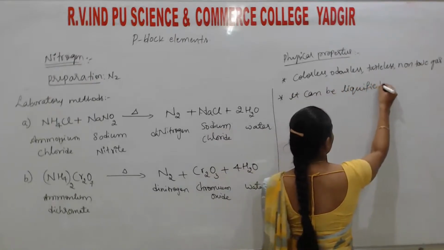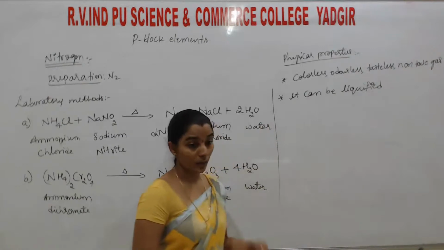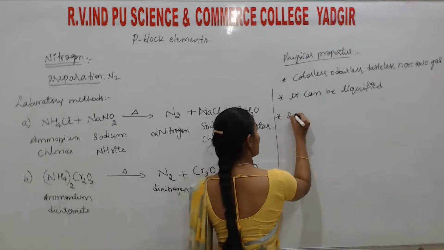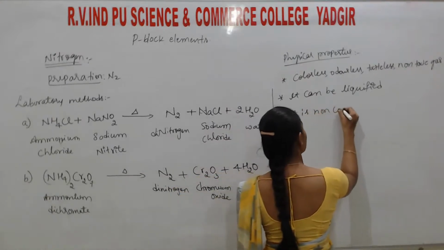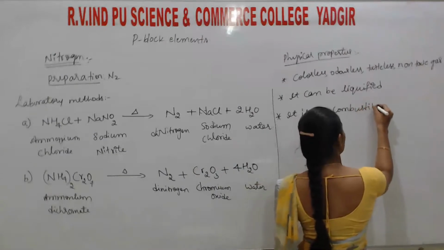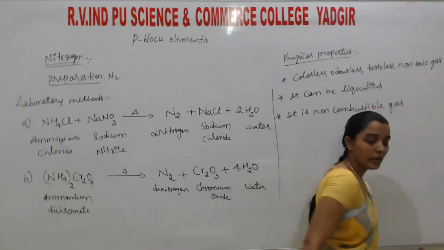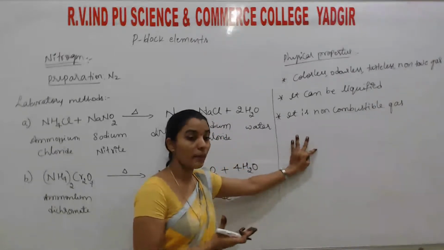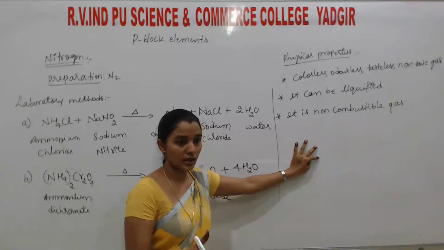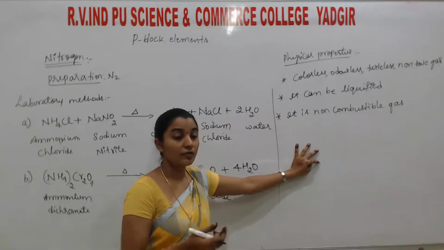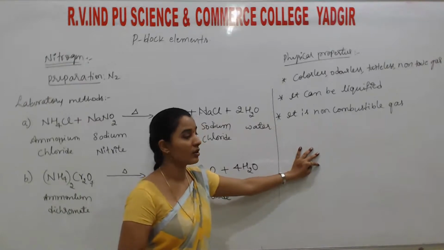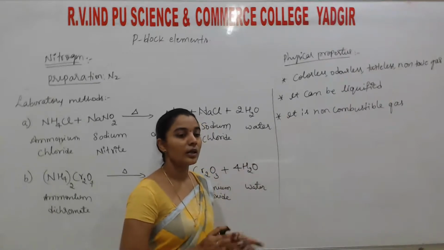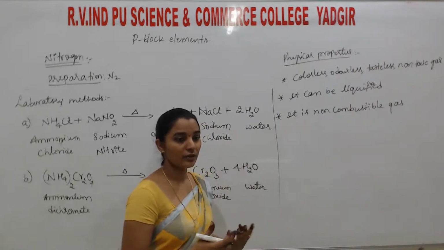Next, it can be liquefied. Of course, liquid ammonia is there. You know that it can be liquefied, and it is a non-combustible gas. That means it doesn't support combustion. If oxygen is there, it increases the combustion level. If hydrogen is there, it also increases the combustion level. Whether N2 is present or absent, it doesn't affect the combustion.